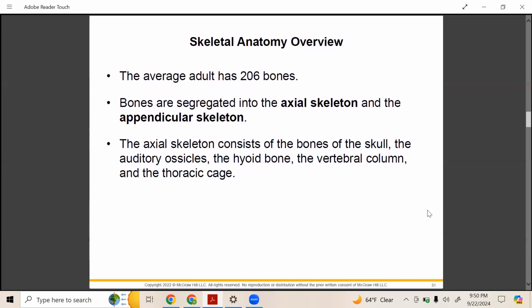Okay, we are going to go ahead and cut part one here. This is a good time to take a break, and we will come back with part two, where we talk about our actual skeletal anatomy and the bones that make up our skeleton.